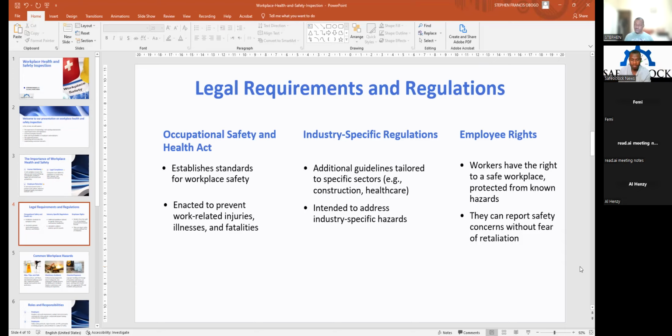So as an employee, you have the right to a safe workplace, and that workplace must be protected from known hazards, which falls back to the responsibility of the employer. They must ensure that all these things are in place. That is why you have the right to walk out of sight if you find that the place is of high risk and will lead to injury.